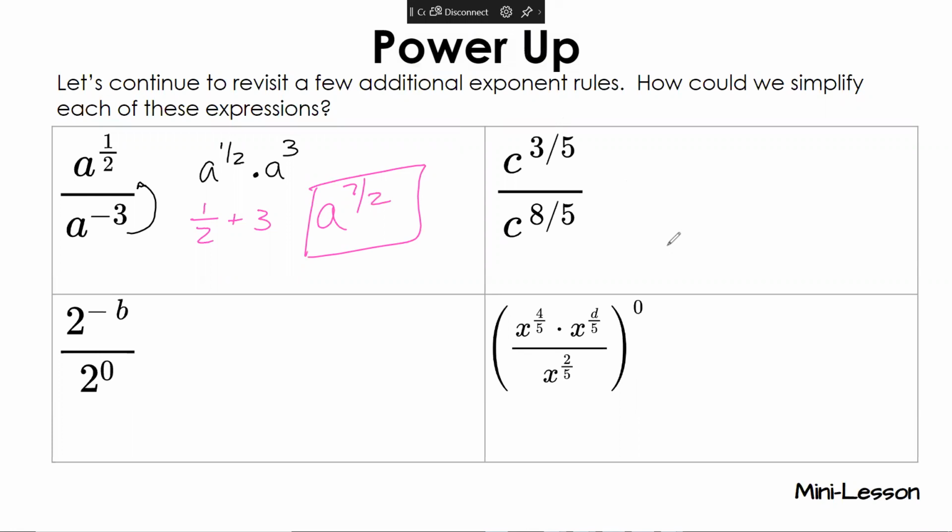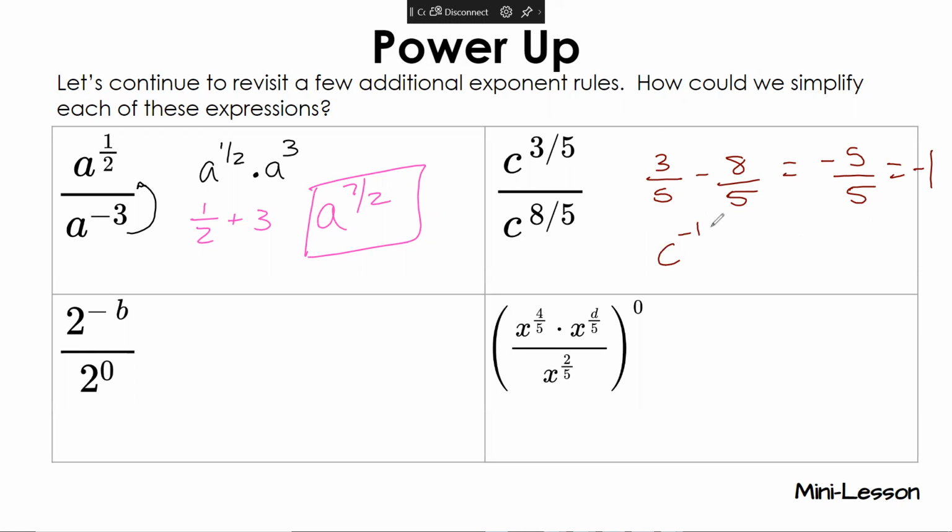All right, so what am I going to do for the operation on the next one? So we're going to subtract. We're going to take the top and subtract the bottom. Okay, they have the same denominator, right? So I can go ahead and subtract it. What's 3 minus 8? -5 divided by 5. Can I divide -5 divided by 5? That's going to be -1. So we've got c to the -1st power.